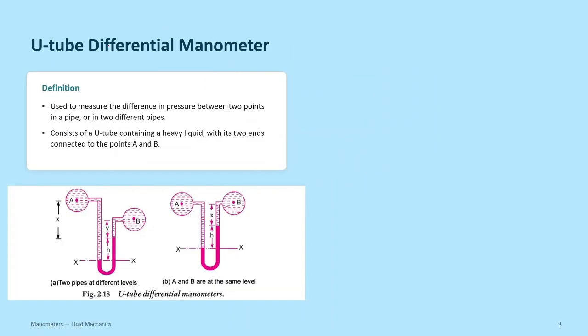Next is U-tube differential manometer. In this manometer, both sides are connected with point A and point B, and this differential manometer is of two types. First, when two pipes are at different levels, and when both the pipes are at the same level, like you can see in this picture and in this picture. So what does the definition say? The definition of this U-tube differential manometer says it is used to measure the difference in pressure between two points, like here point A and point B.